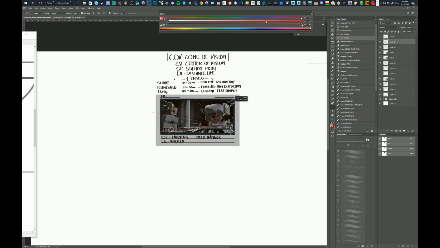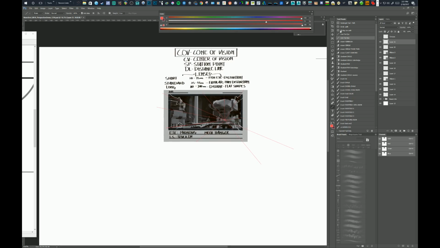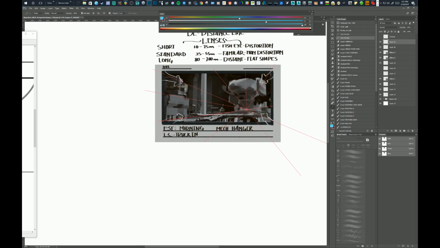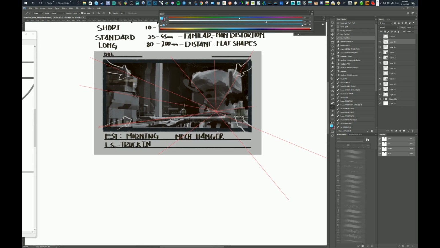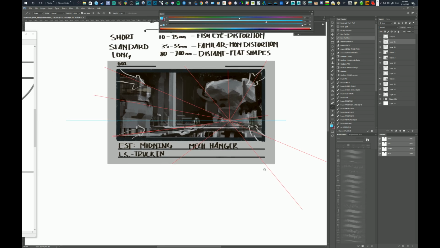Now the mech top is rotated a little bit for interest, so I'm not using the mech as an object that I'm going to evaluate. That's actually going to be in 2-point. So we now have our convergence point, and we have our horizon line.